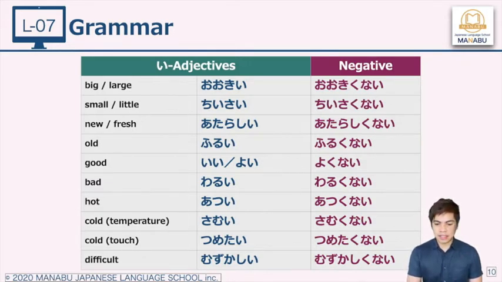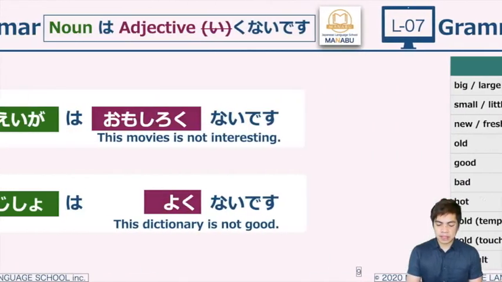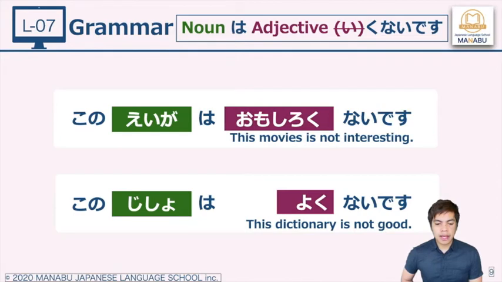Let's see an example of the negative form of an i adjective in a sentence. Kono eiga wa omoshirokunai desu. The positive form of the sentence is kono eiga wa omoshiroi desu. This movie is interesting. And the negative form of omoshiroi is omoshirokunai. Drop the i of omoshiroi, then add kunai.